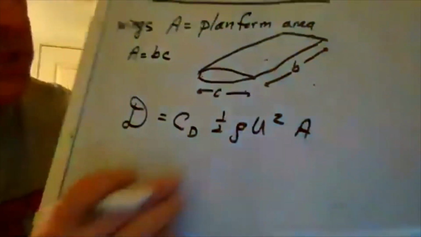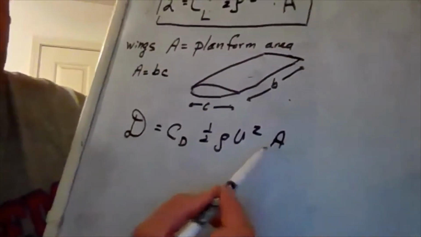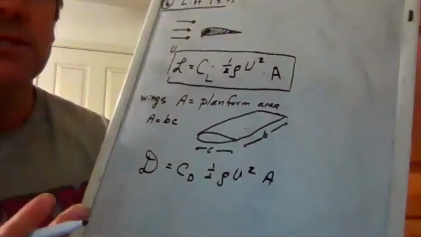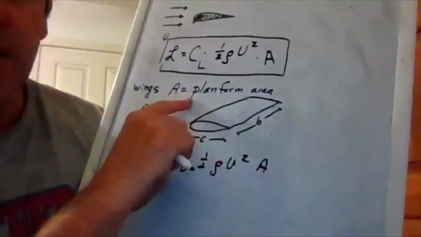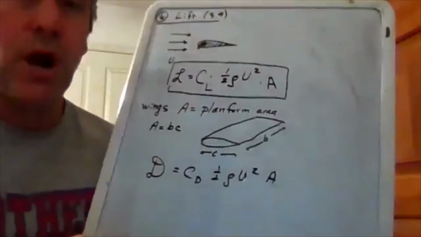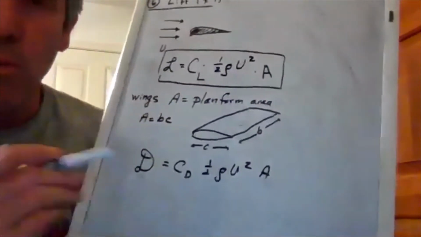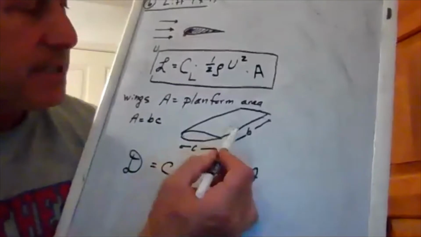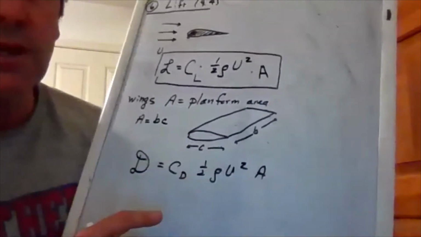There's our drag equation, same thing, same terms. But what is the A going to stand for? Well, conveniently, the way this has been done historically with plane wings is the A there is the same area. So if you're doing a problem where you need to figure out both the lift and the drag for a wing, once you figure out that B times C, that area, or if it's given to you, then you can use that area for both the drag and the lift.